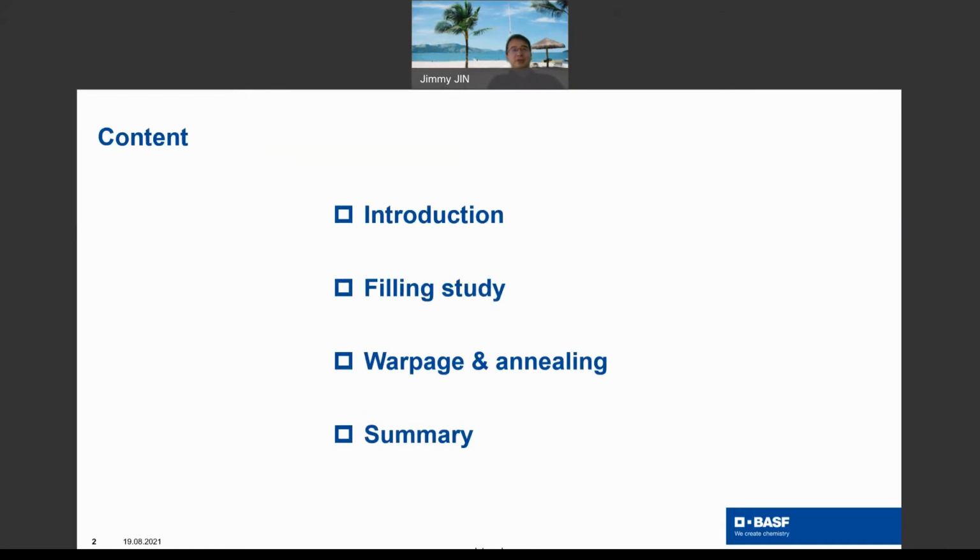Our presentation today will be split into four parts. The first will be an introduction about our UltraSim. The second one would be the filling simulation study about the mouse coffin part. And the third one, Helen will introduce how we did the warpage simulation, followed by annealing. The last one will be a summary of what we have learned until now and the outlook for the near future, what we would like to use these tools for our customers and our projects.